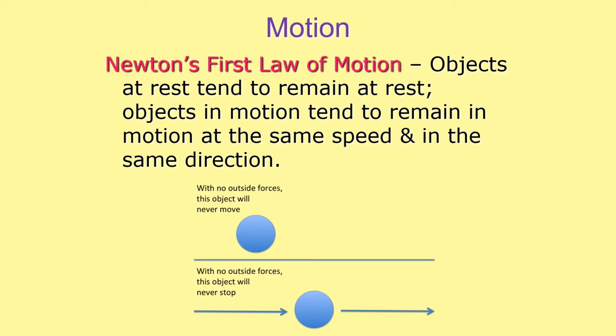Newton's first law of motion states that objects at rest tend to remain at rest, and objects in motion tend to remain in motion at the same speed and in the same direction, unless acted upon by some outside force.